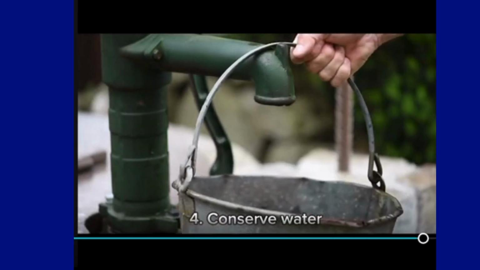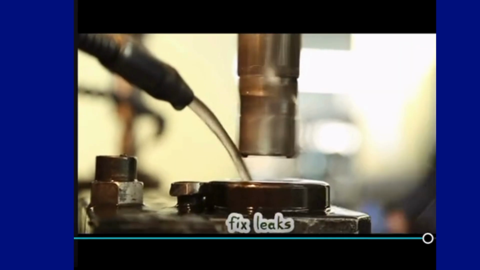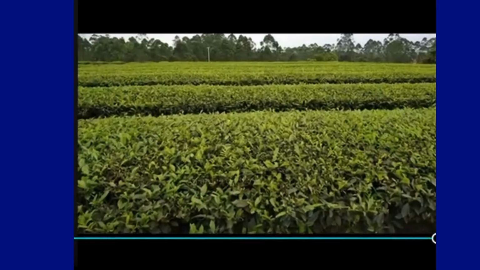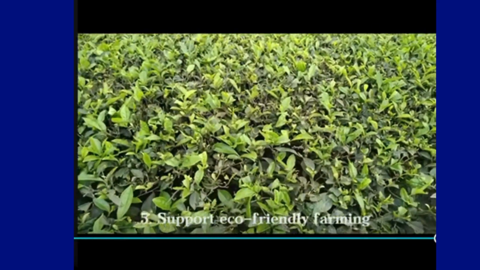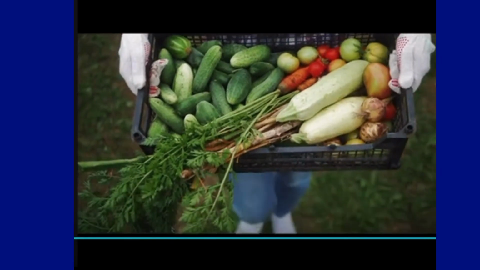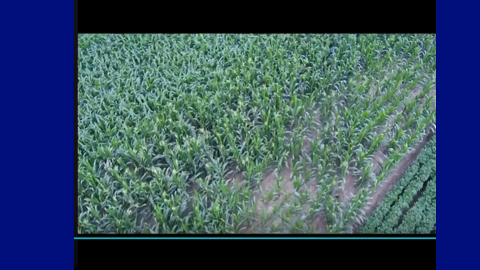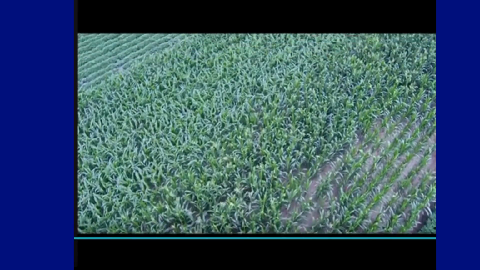Besides, conserve water. Turn off taps when not in use. Fix leaks. And also use water-efficient appliances. Less water use means less dirty water to treat. Furthermore, support eco-friendly farming. When possible, buy organic or eco-labeled food. These farms use fewer harmful chemicals and also help to reduce water pollution.